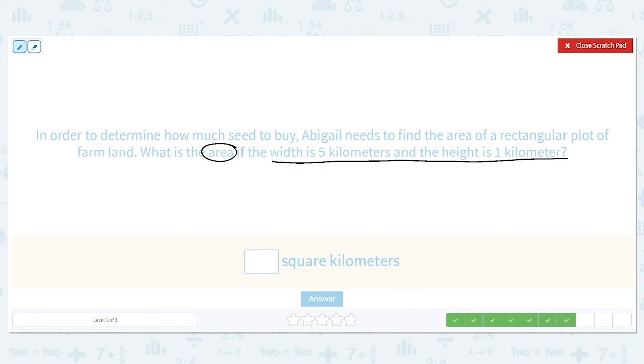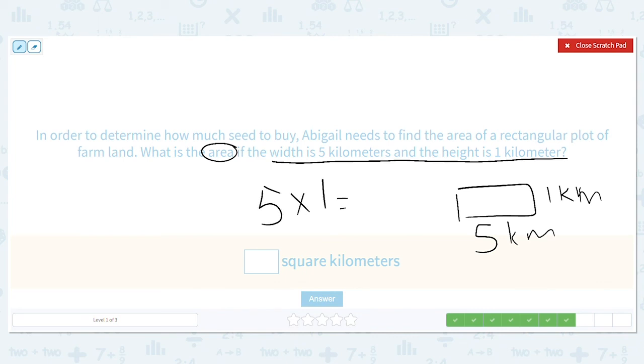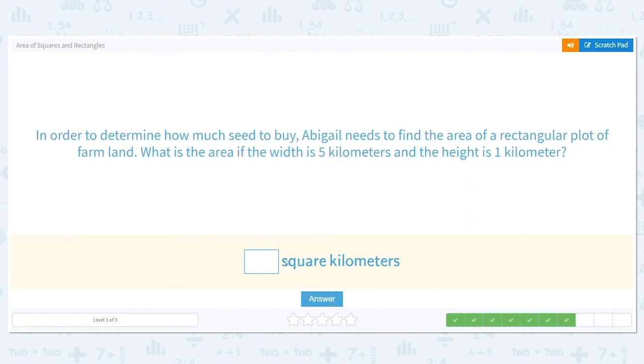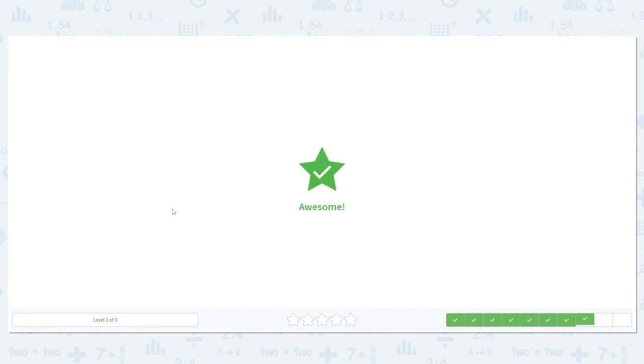So we know we have a rectangle. The short side is 1 kilometer and the longer side is 5 kilometers. So what do I multiply? 5 times 1, which equals 5. So our area is 5 square kilometers.